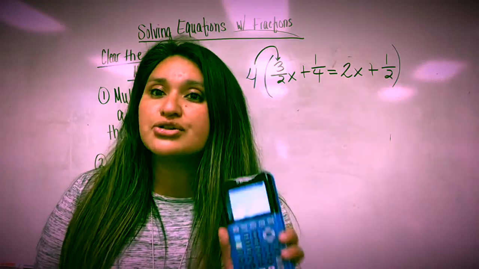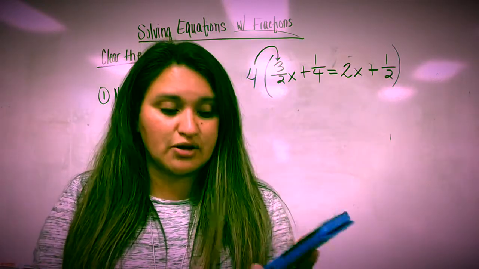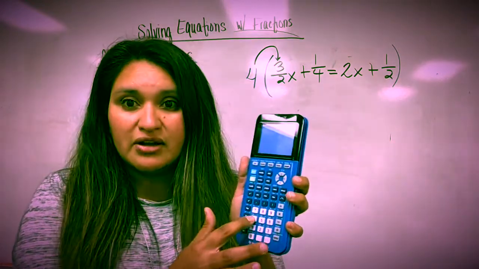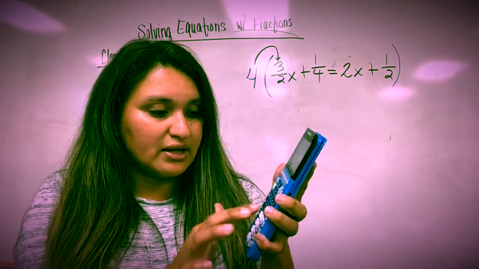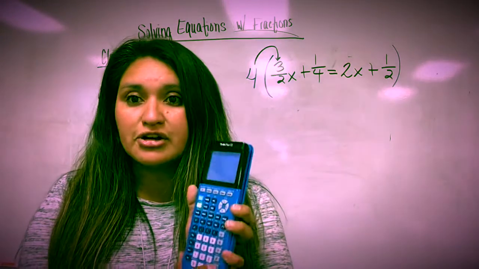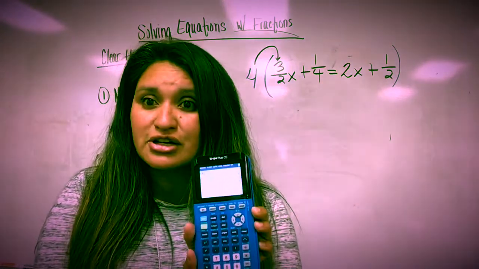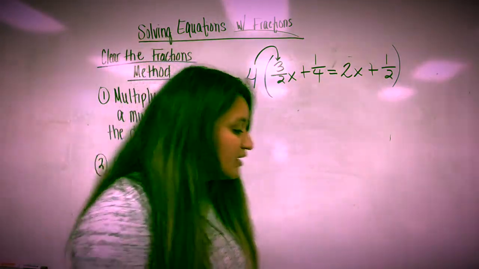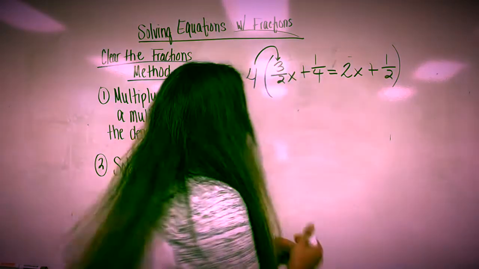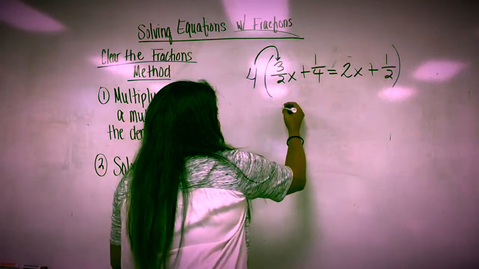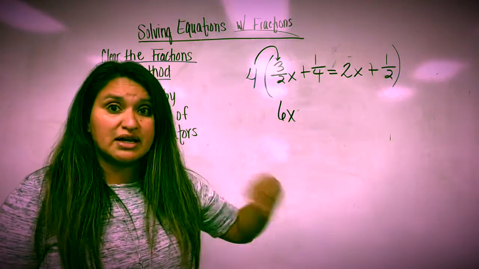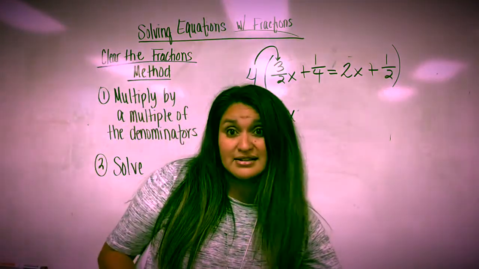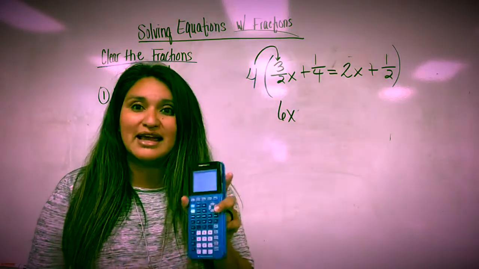So if you're not sure how to do 4 times 3 over 2, you type in 4 multiplied by 3 over 2 and click enter. The calculator is going to do that multiplication for you. It's telling me that the answer is 6. Since this has an x next to it, I'm going to write 6x. And I'm going to keep distributing and keep typing into the calculator if I don't know what the answer is.